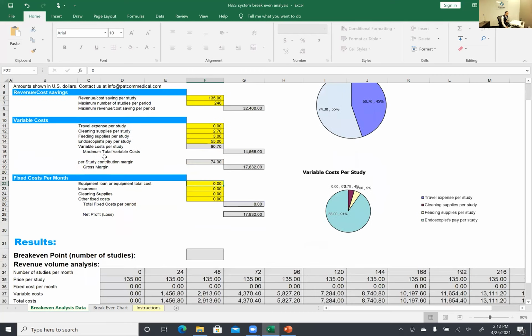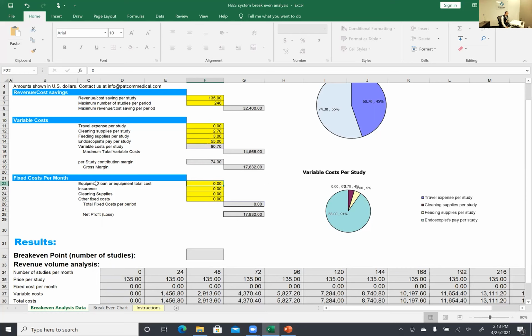And then here you see the maximum total variable cost is $14,568. So 240 studies in a year would cost us, the variable cost for FEES, roughly $14,500. And then if we take the potential savings here per year minus the potential cost, that's our gross margin of cost savings for this.